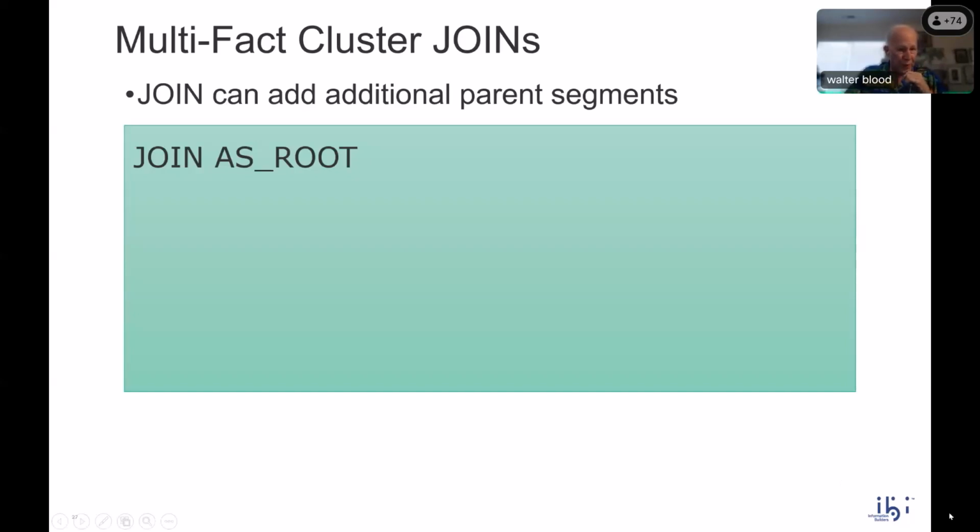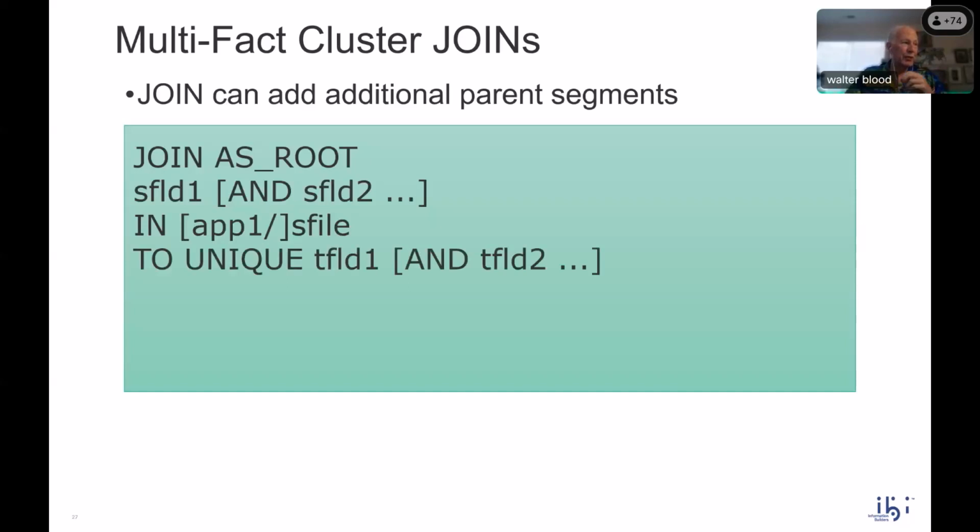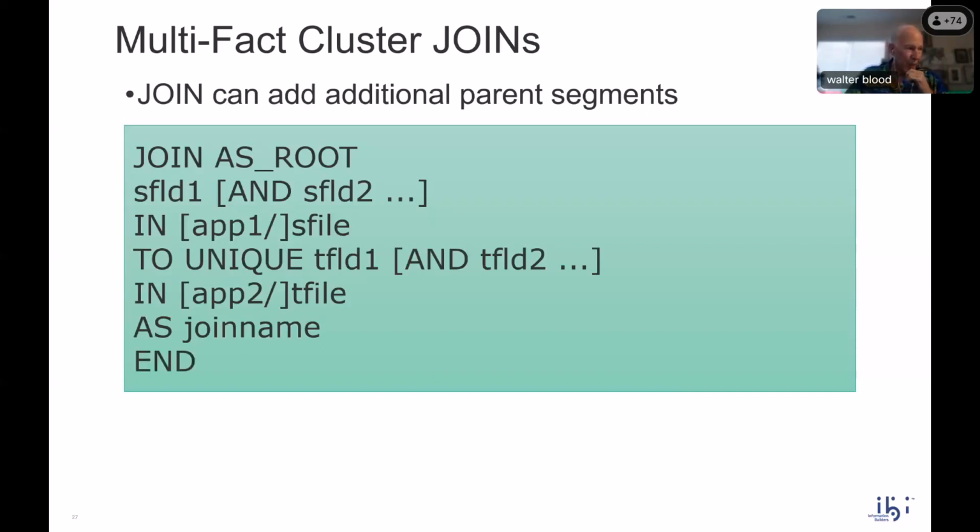This is actually how it came in: join as root. The syntax is join as root, and again, we're going to go with a list of fields in an application file to a unique target file, and those are in the target file as a join name, and we issue it with an END. There are some limitations. You're going to do this to a unique. This is not going to be multiple. That's the way that we create it.